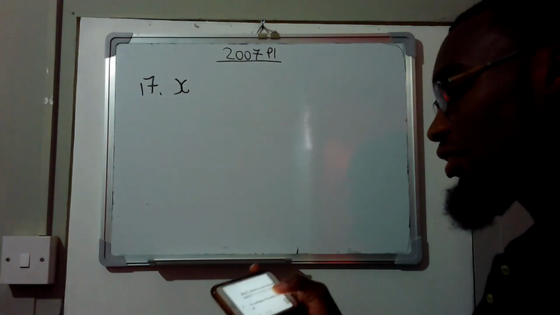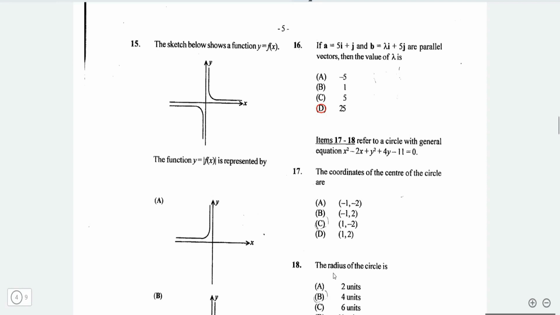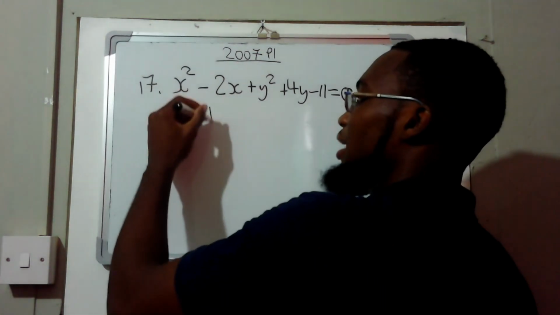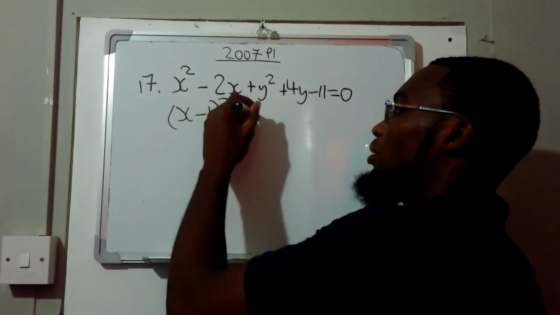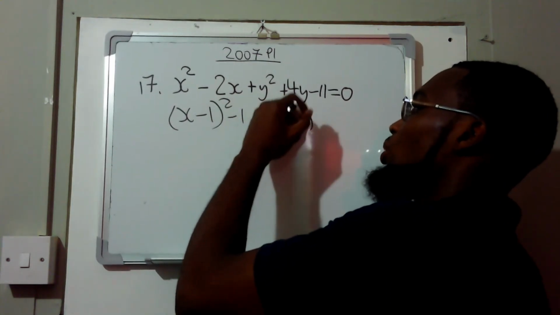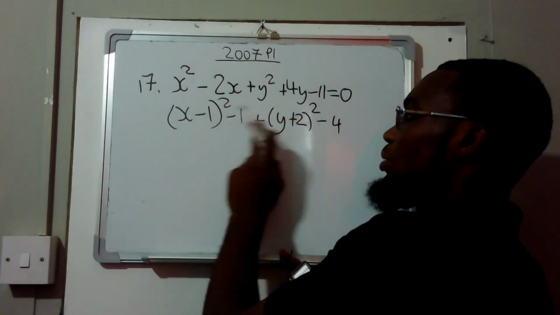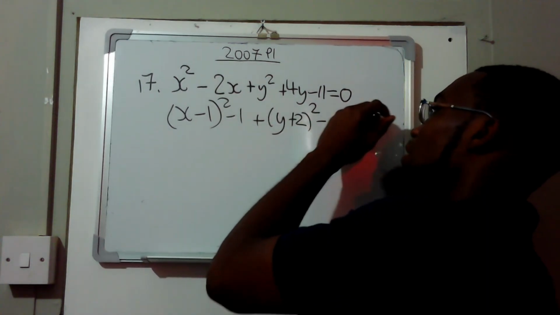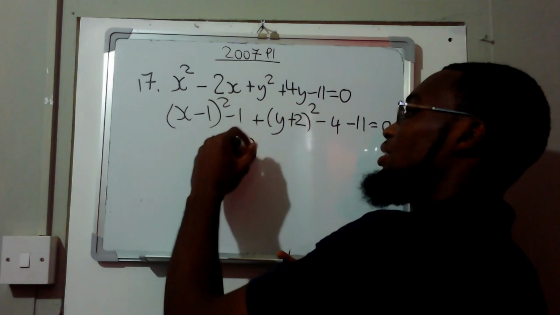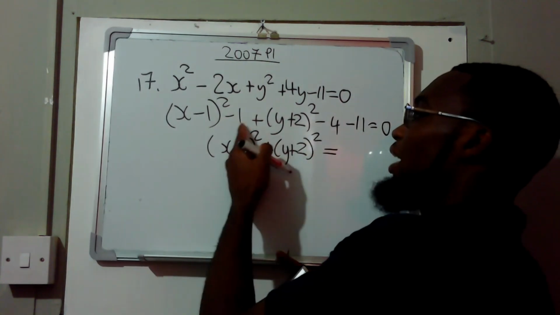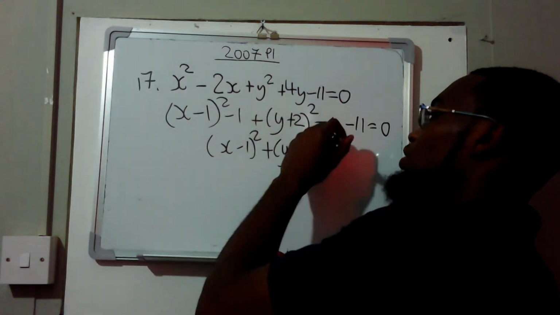Number 17, this gives us a circle, x squared minus 2x plus y squared plus 4y minus 11 equals 0. First thing you need to do is complete the square for the x term, then this will become x minus 1 squared minus 1, plus this will become y plus 2 squared. Then we subtract the square of this number, so we subtract 1 squared, we subtract 2 squared, minus 11 equals 0. Putting it in its standard form, this is x minus 1 squared plus y plus 2 squared equal to 1 plus 4 plus 11, and we carry it over, that is 16.